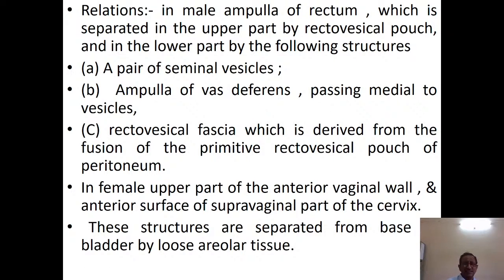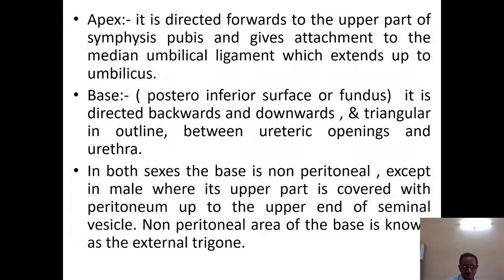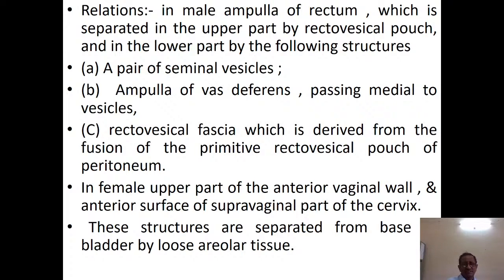Relations. In male, ampulla of rectum, which is separated in the upper part by the rectovesical pouch and in the lower part by the following structures. So it is related posteriorly to the rectum, and in between the rectum and this urinary bladder we have the rectovesical pouch in the upper part, and in the lower part we have a pair of seminal vesicles, ampulla of vas deferens passing medial to the vesicles, rectovesical fascia which is derived from the fusion of the primitive rectovesical pouch, a pouch of the peritoneum.